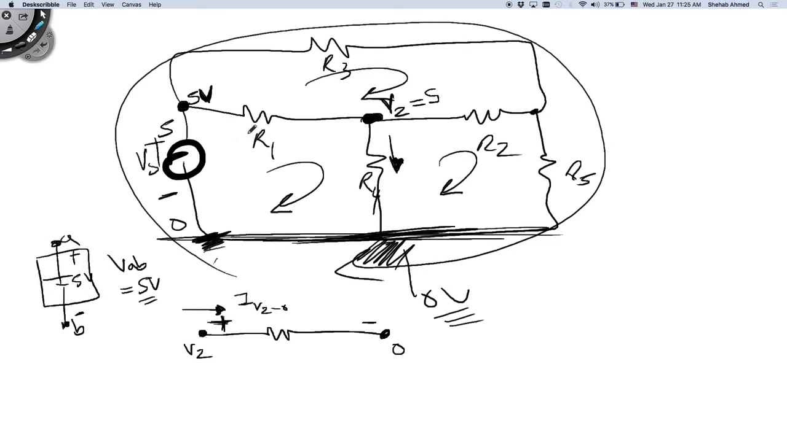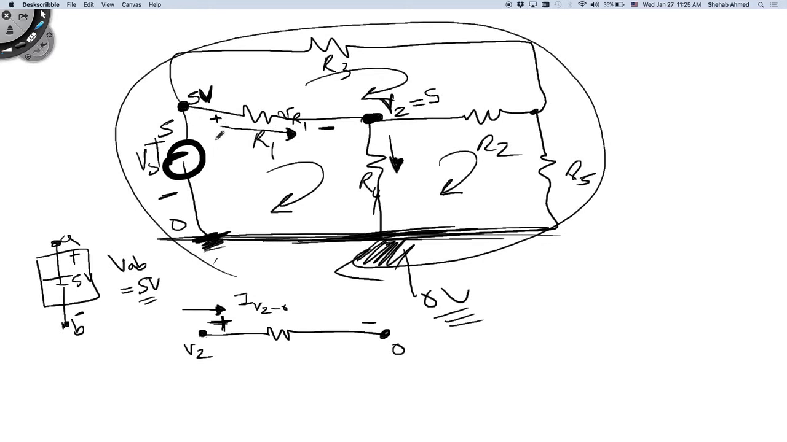Exactly. So for this resistor, let's assume the current flows in this direction. Current flows from the positive terminal of the resistance to the negative terminal. So this is VR1 across the resistor. So V2 will be equal to what? It's equal to 5 volts. So 5 volts.